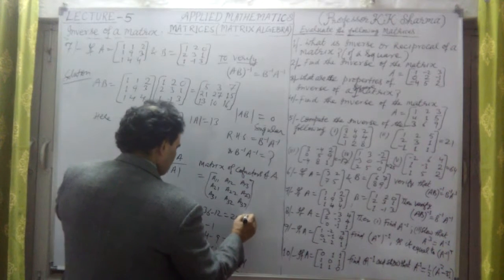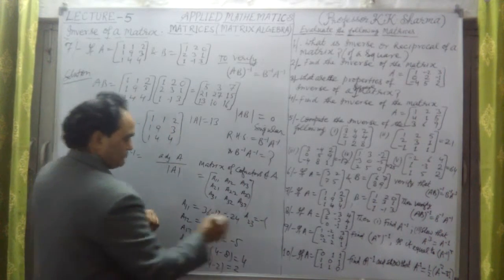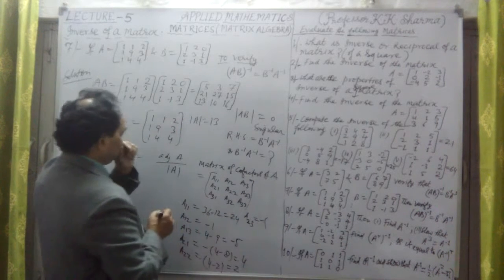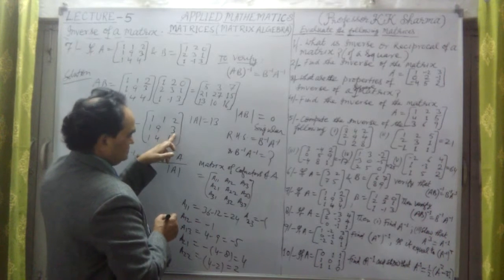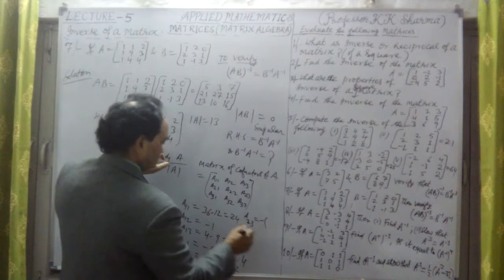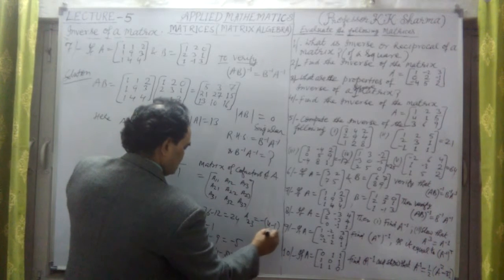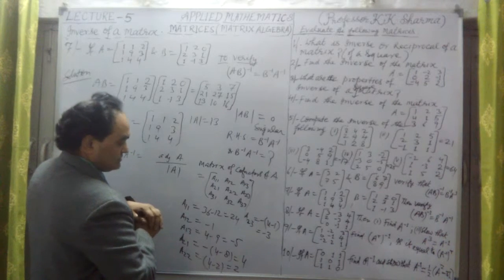So let me calculate here. It is A23. It is a negative sign, minus sign. A23 means this one. For 3, it is 4 in the 4 minus 1. So 4 minus 1, that means it is minus 3. Alright, it is minus 3 here.